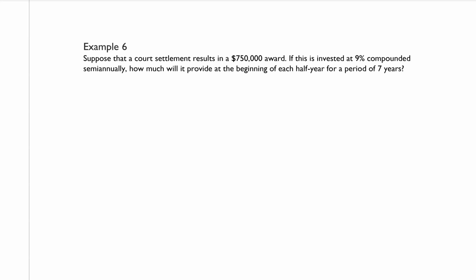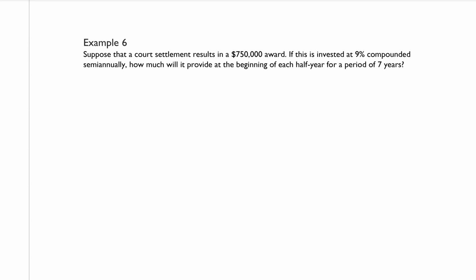Example 6 says, suppose that a court settlement results in a $750,000 reward. If this is invested at 9% compounded semi-annually, how much will it provide at the beginning of each half year for a period of 7 years? So we know the present value of our annuity due is $750,000.